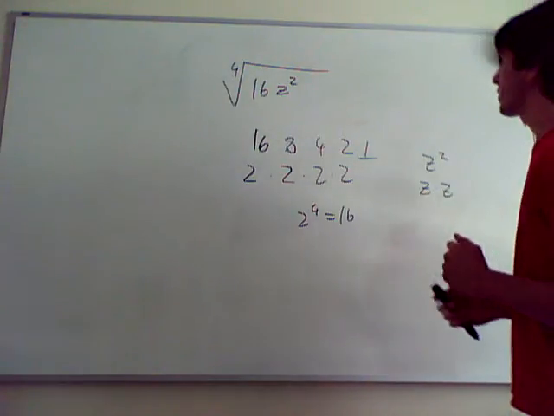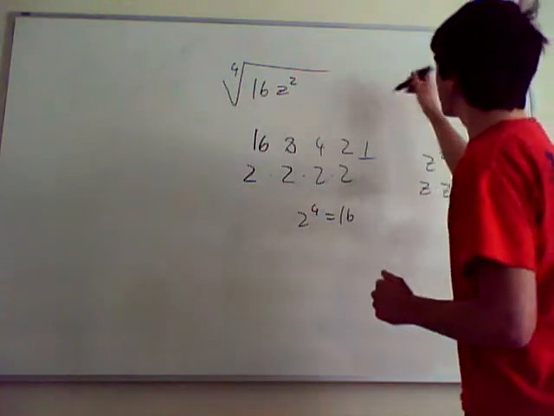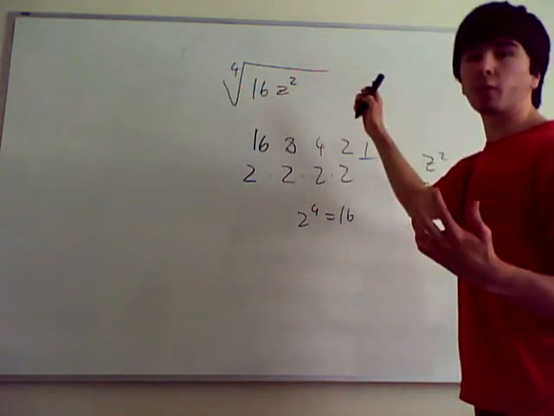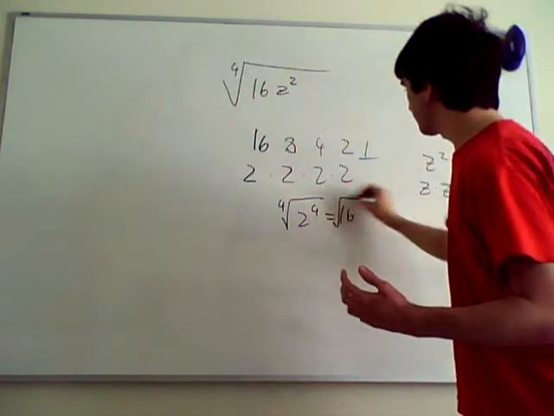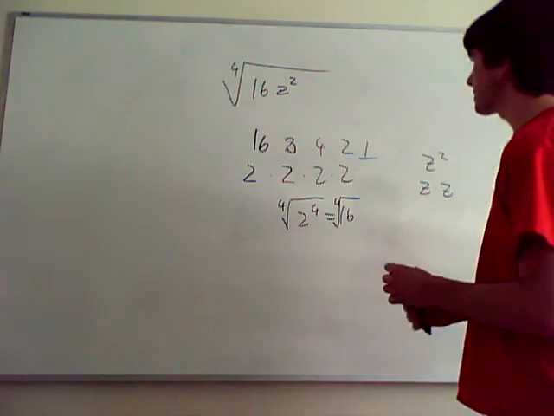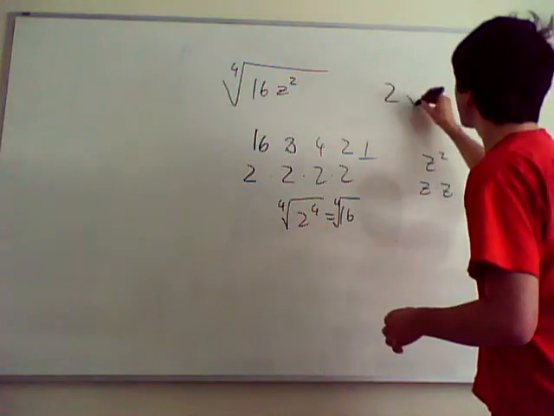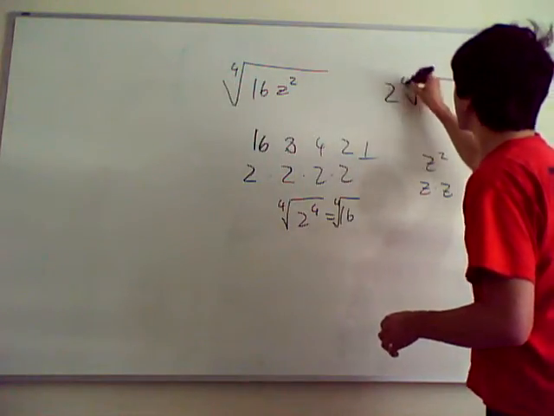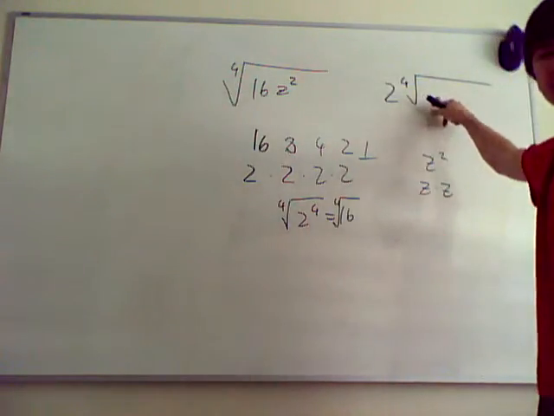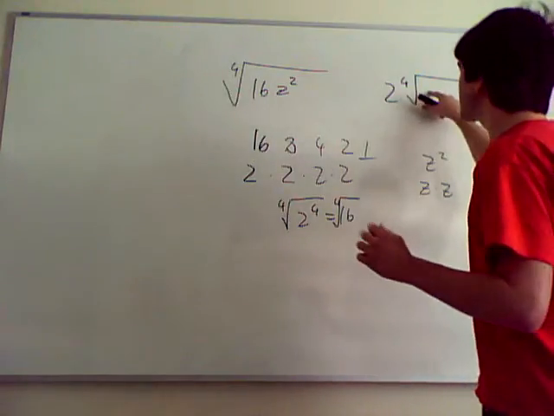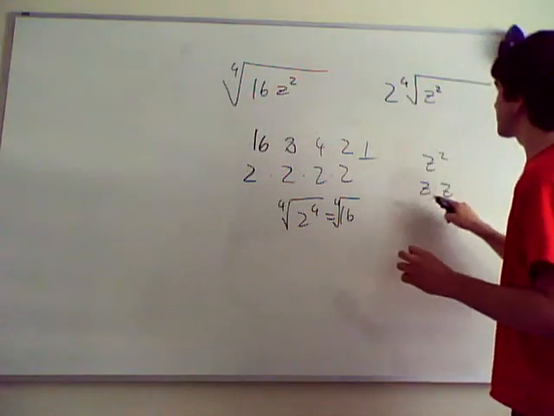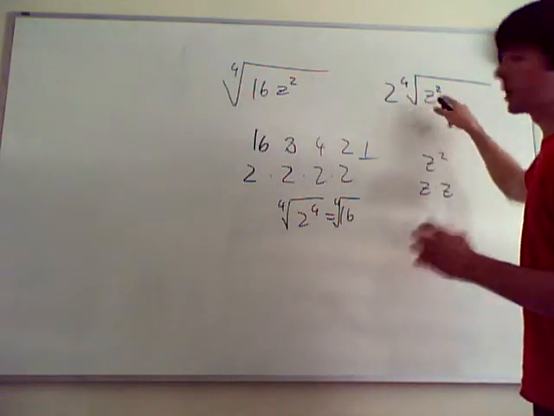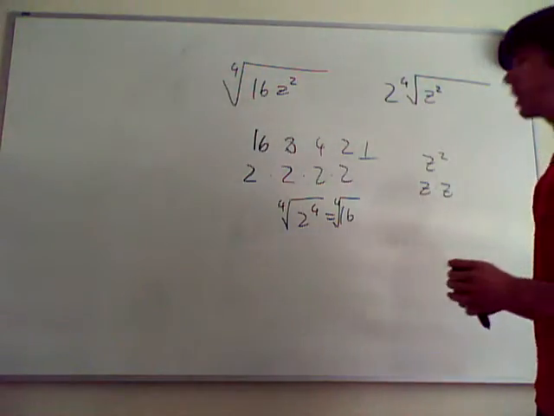Now here's how you're going to tackle this. 2 to the 4th goes out because 2 to the 4th quadruple rooted becomes the quadruple root of 16, which is 2. So 2 goes in front of the square root now because you took the quadruple root of 16, which is 2. Z squared stays inside because it does not have 4 of itself to take the quadruple root of.